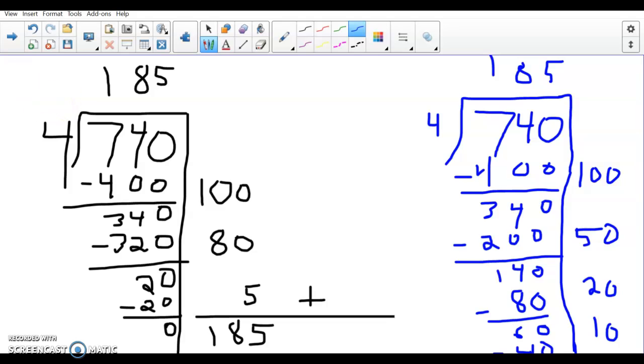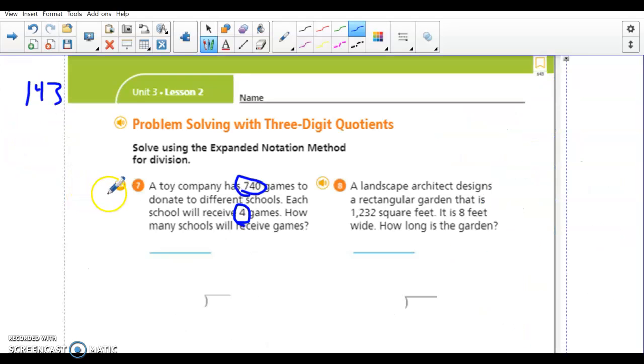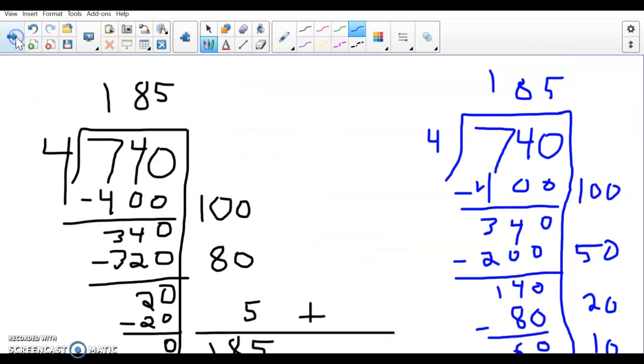And so we want to work on problems that are going to be all division today, and we'll do one more as an example, right? So a landscape architect designs a rectangular garden that is 1,232 square feet. It is 8 feet wide. How long is the garden? Okay, and so we know we got to take 1,232 and we got to divide by 8.